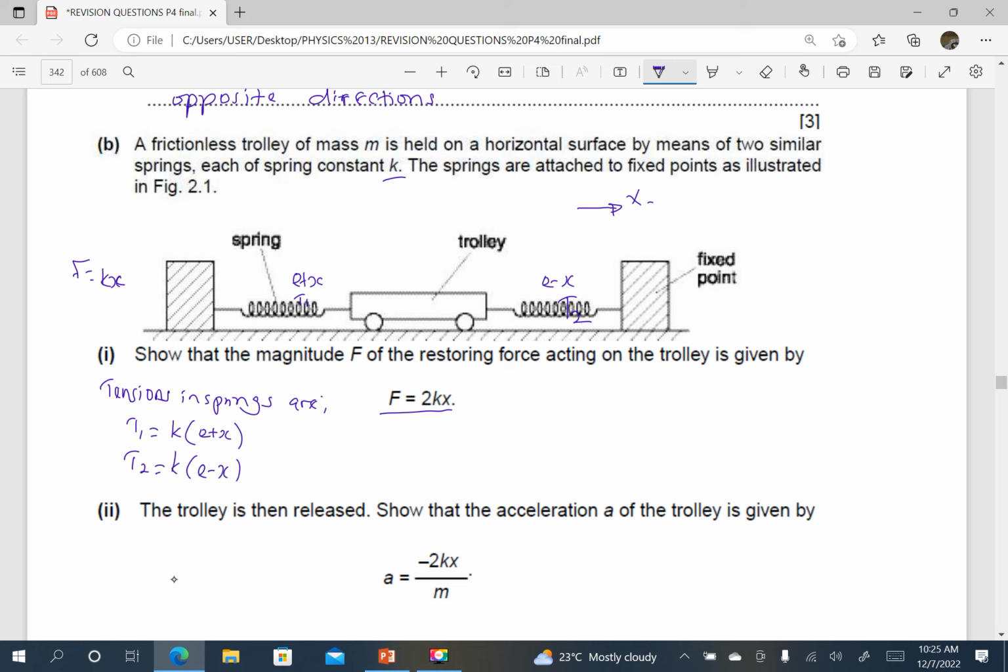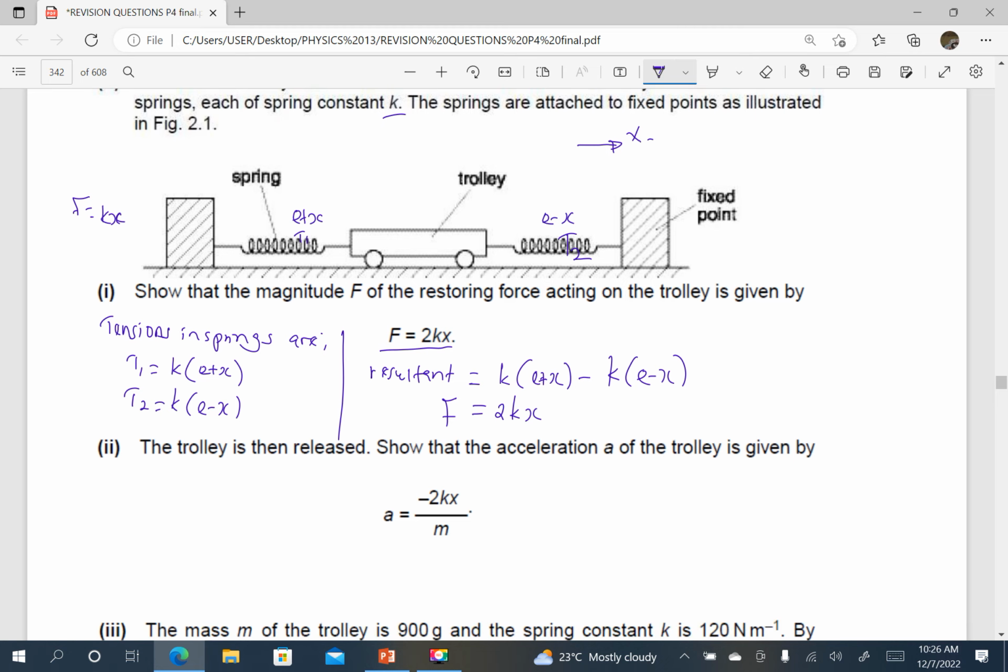So the resultant force on the trolley is actually going to be the restoring force, which is going to be the difference in these two tensions. So I'll say that the resultant tension is going to be equal to K into E plus X minus K into E minus X. And you notice that this gives you Kx plus Kx, which is twice Kx. So this is going to be the resultant force.